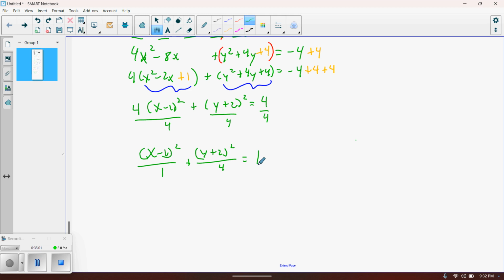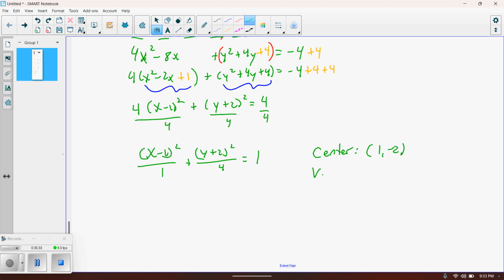Your center is your HK value, which in this case should be 1, -2. Because remember, it's x minus h, so we already have the x minus in there, so the h value is 1, and then y minus k, but to get a +2, k would have had to have been a -2. So there's your center. And again, it's going to be stretched more along the vertical axis with the y's.